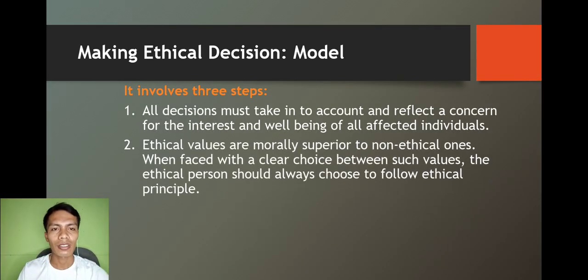Now, next one is ethical values are morally superior to non-ethical ones. So when faced with a clear choice between such values, the ethical person should always choose to follow ethical principle. So when you want to become an ethical person, you should always choose to follow ethical principle. So let us really practice doing what is good and right, so that when we become professionals someday, we will not have difficulty following, because we were already used to it while still students.